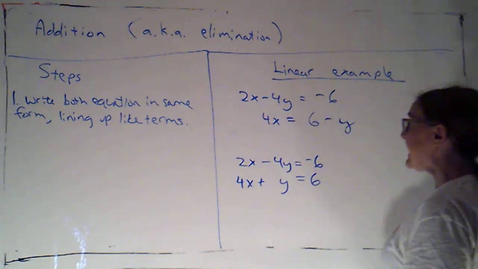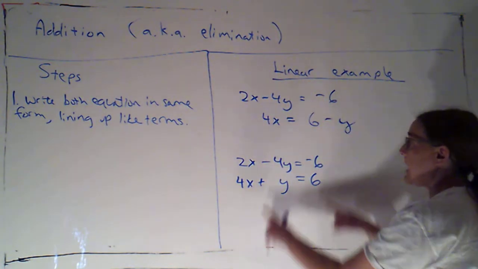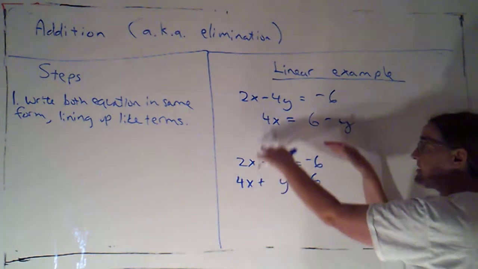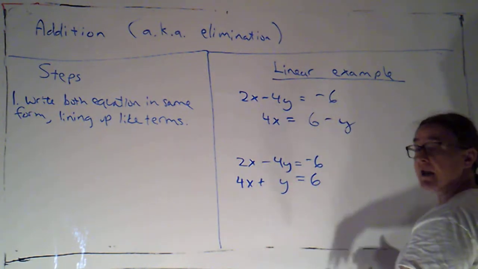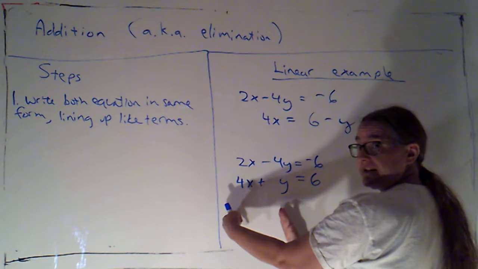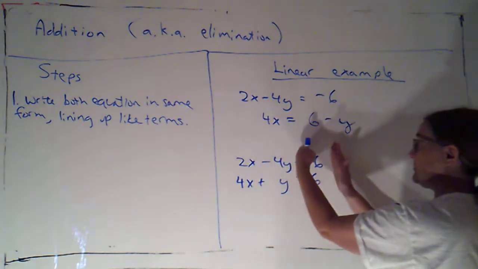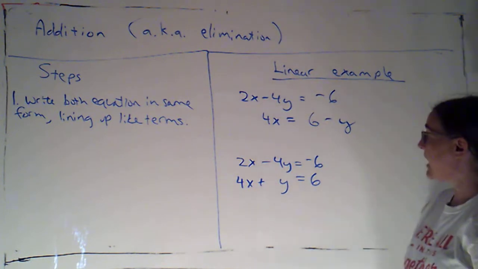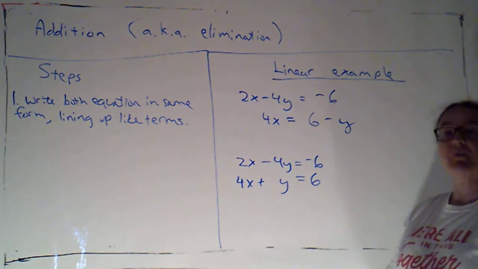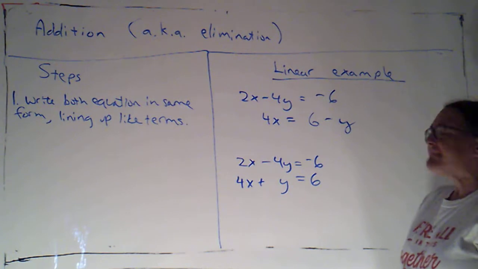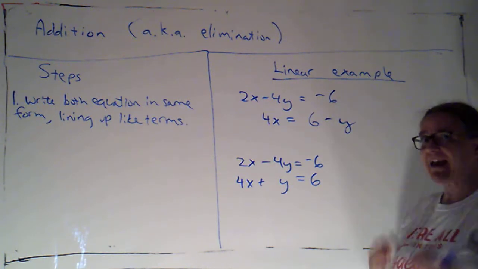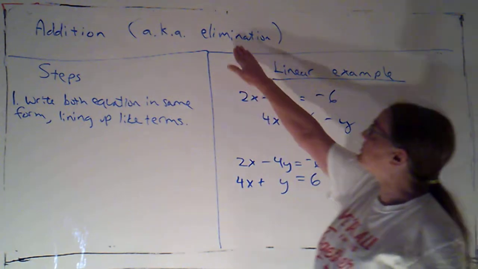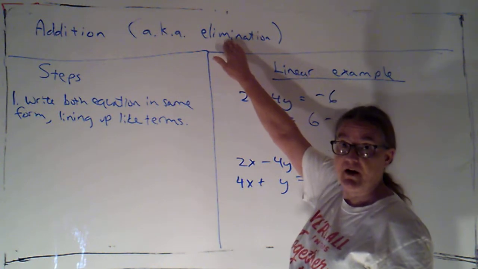Now, the basic idea here is that I'm going to take one of these equations and I'm basically going to add them together, meaning that I'm going to add their left sides together. And since their left sides are equal to the right sides, I can add their right sides together, and those two things will be equal. But before I do that, I want to make sure that that's going to be useful. I want to make sure that it's going to eliminate one of my variables.